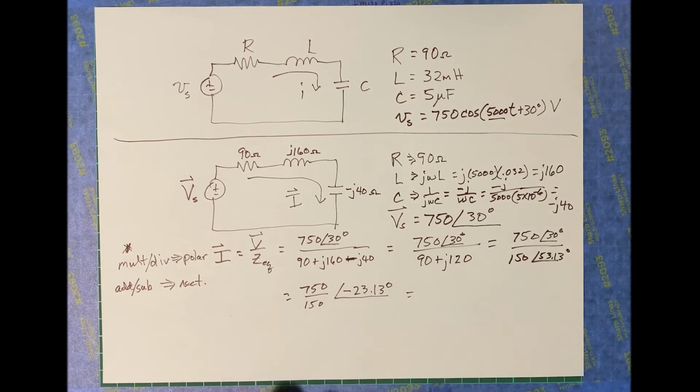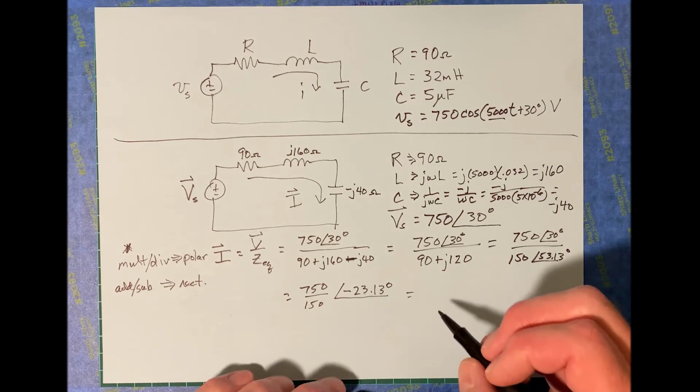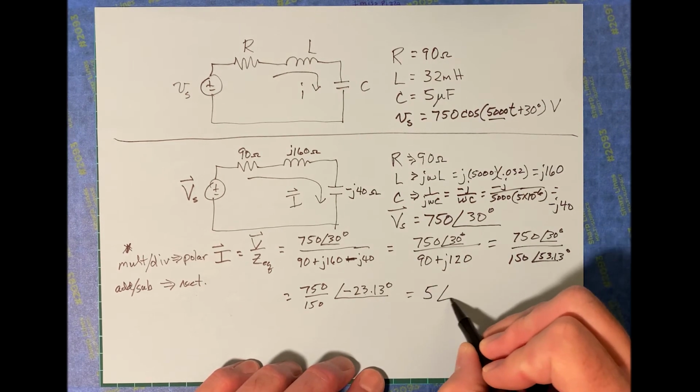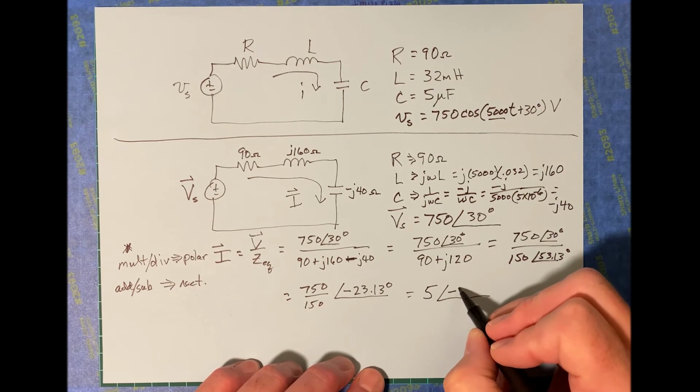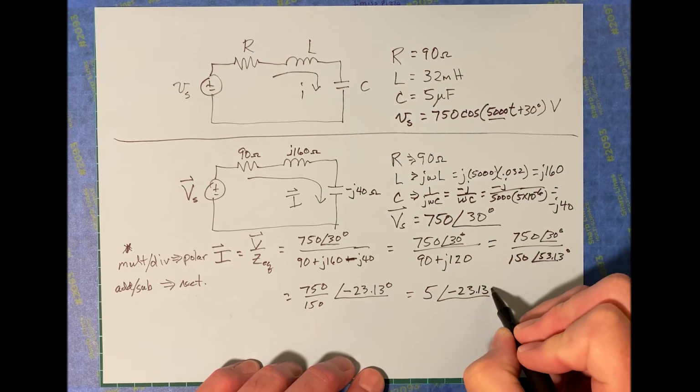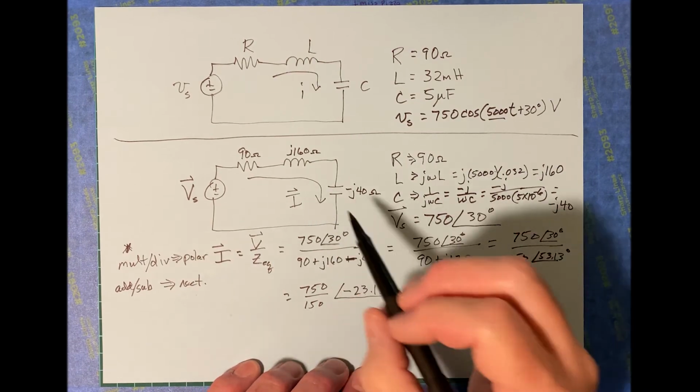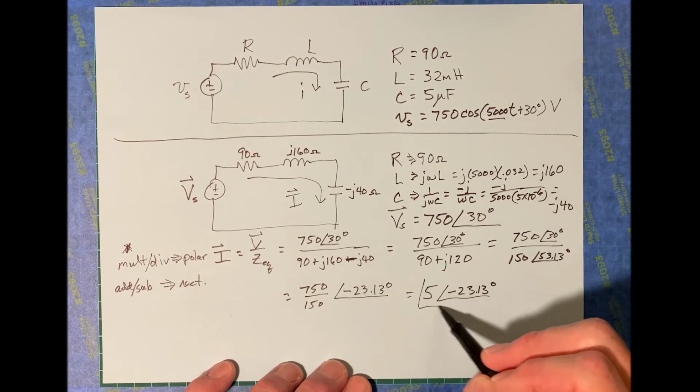Okay, now this I can't do in my head. 750 divided by 150 is just 5. So 5 angle negative 23.13 degrees. Okay, that's what phasor I is right there.